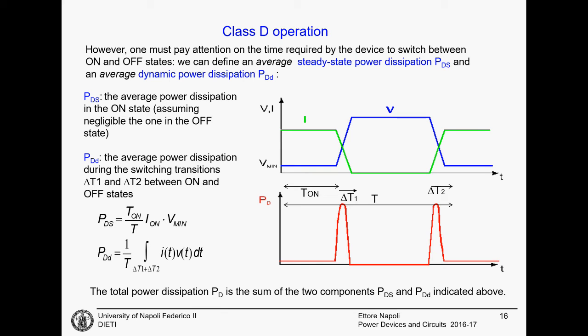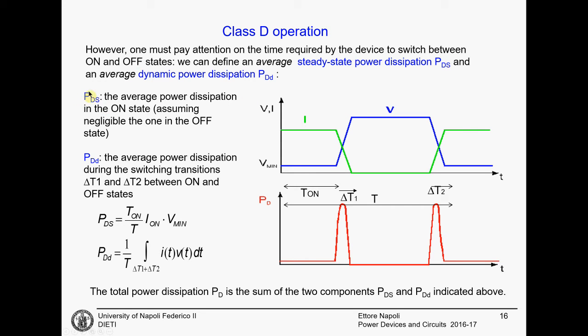However, it is also important to pay attention to the time required for the device to switch between on and off states, because the power dissipation we discussed before is the steady state power dissipation, when the device is not switching. But there is also a dynamic power dissipation connected to the phases in which the device will switch from the on state to the off state.